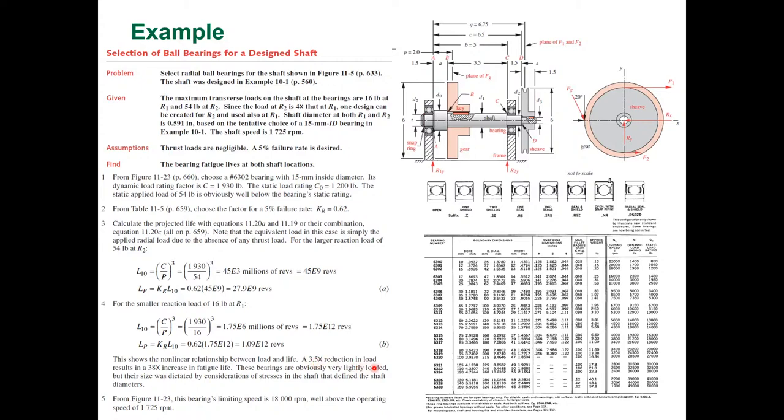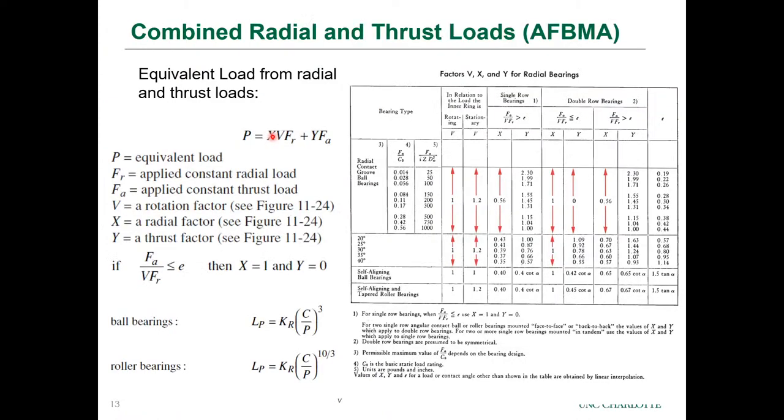So a 3.5 reduction in load results in a 38 increase in fatigue life that's shown here. Okay, so if you can reduce the loads or support them in different ways, then you can get significantly higher fatigue life, 38 times the fatigue life just with the 3.5 reduction in load. Okay, and then we find that the limiting speed is 1800. So this is how we go through this to quickly get to a bearing that we think will work. All right, now, what do we do when we have both radial and thrust loads?